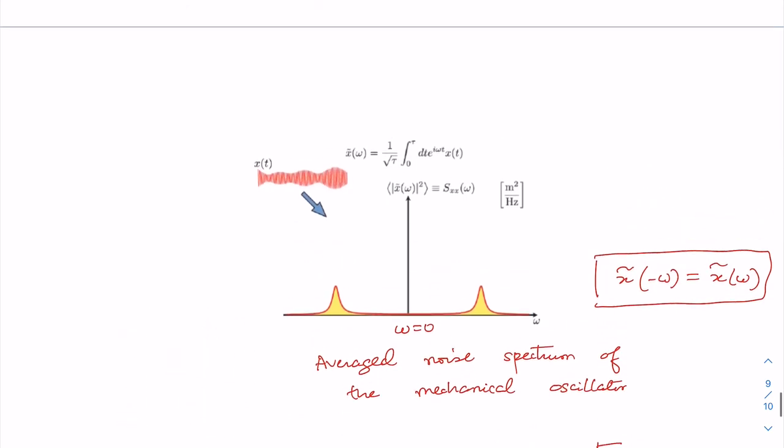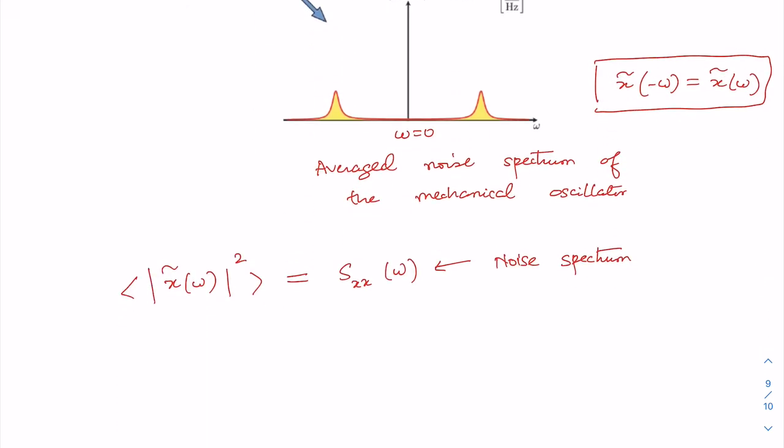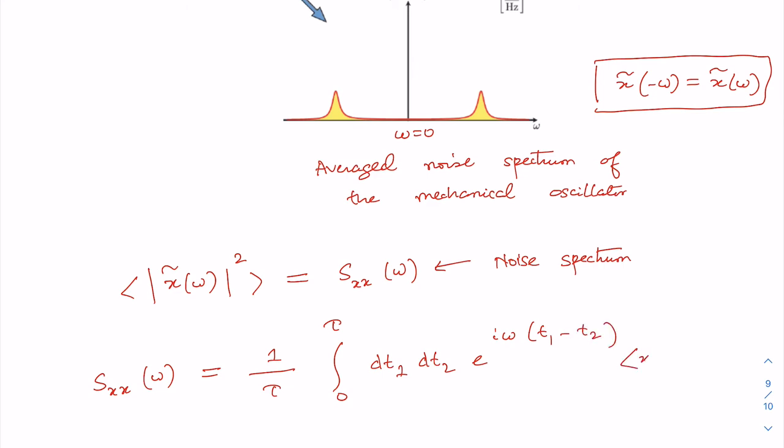It can be shown, because we know what x tilde of omega is, so it's very easy to show, that I can write this noise spectrum S_xx of omega as equal to 1 by tau, integral from 0 to tau, dt1 dt2, e to the power i omega (t1 minus t2), and we have x of t1, x of t2. It's very easy. If you find it difficult, don't worry, we'll actually address it in our problem solving session.